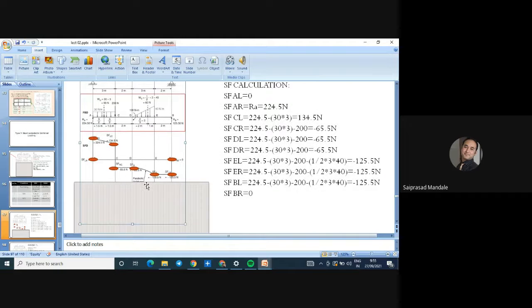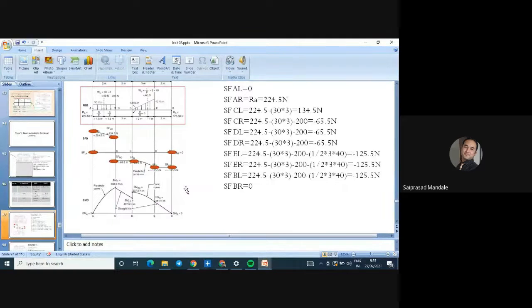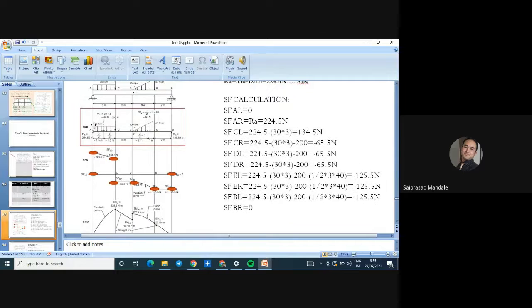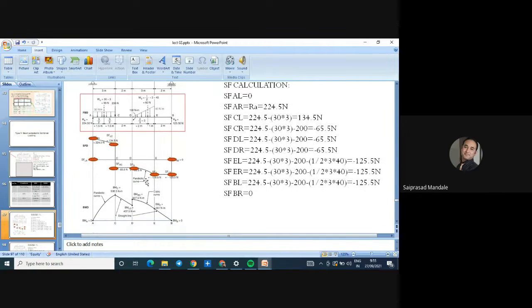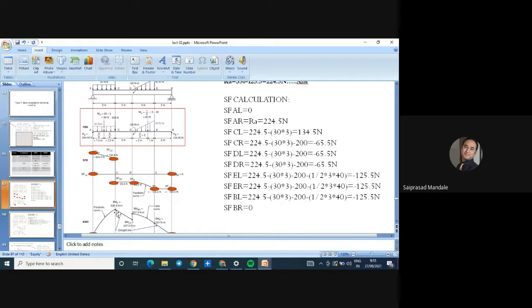Again, same. I am not going to plot the points and connect them right now. Let us directly move towards the diagram. Here is the point load. Here it is the bending moment diagram. So point A and point B are subjected to 0, 0. A is 0. B is 0. Then C. Bending moment at C is 538.5. So somewhere here.